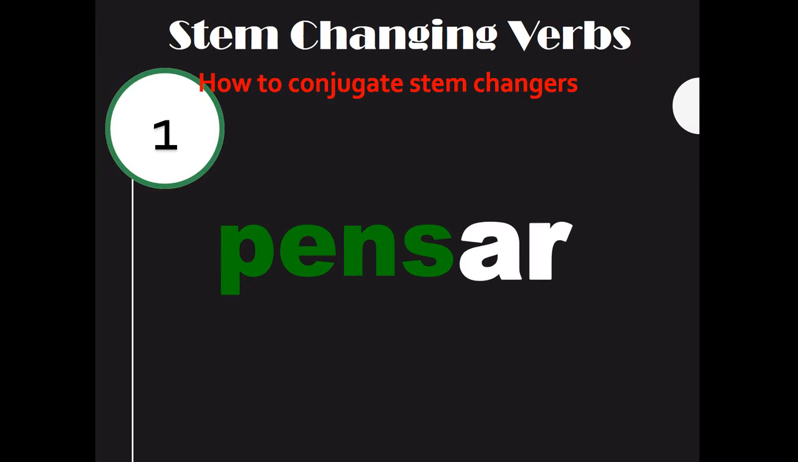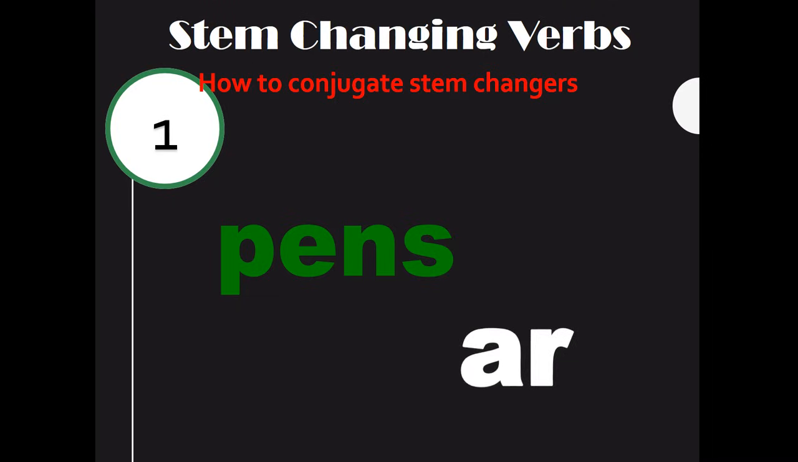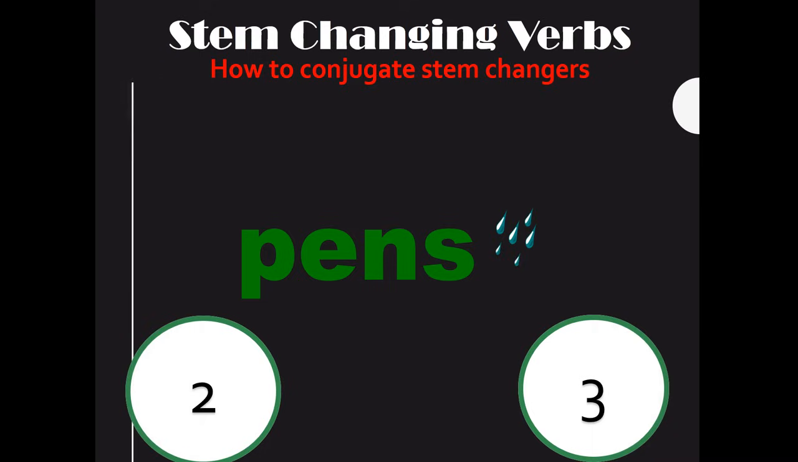Let's see this in action. We have pensar, to think. Step 1, drop the AR. Now step 2, we need to decide what our subject is, and in this case, let's use yo. And then yo tells us that our ending should be an O. Now if this was a normal verb, we would be done, but this is a stem changer verb.